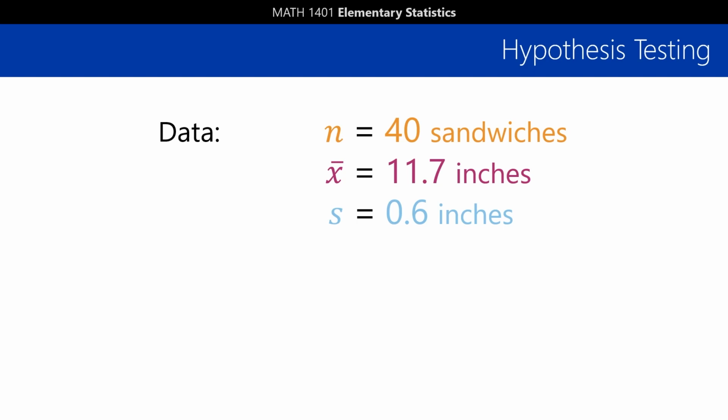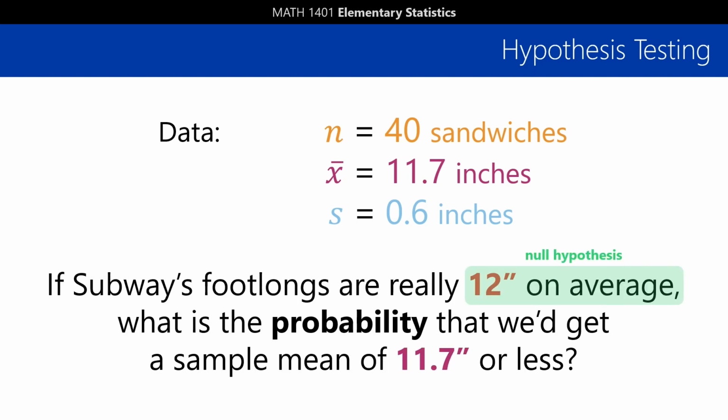To make things more precise, we can phrase our question in terms of probability, like this. If we assume that Subway's footlongs are really 12 inches on average, that is, if we assume that their null hypothesis is true, what's the probability that we'd get a sample mean of 11.7 inches or less? In other words, how rare would the results that we got be?